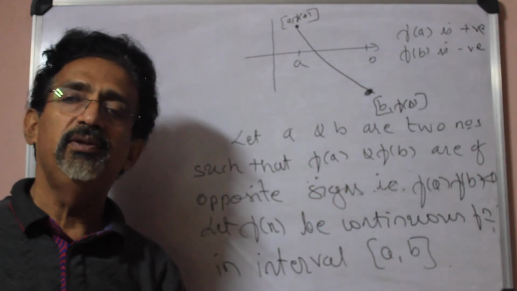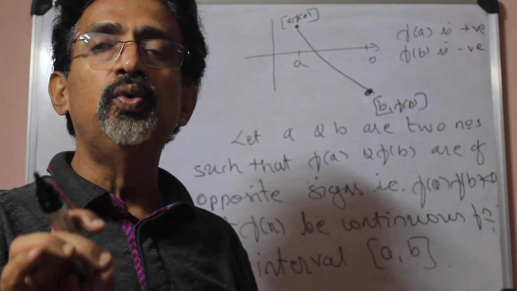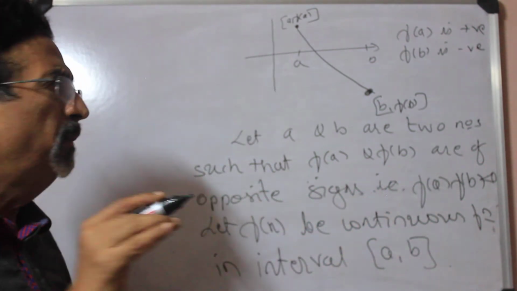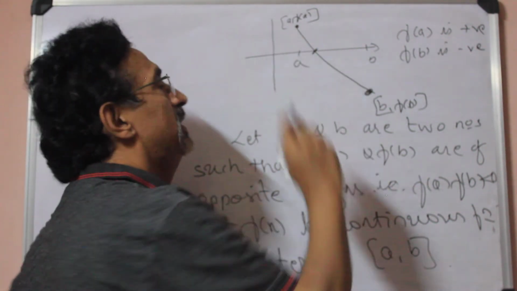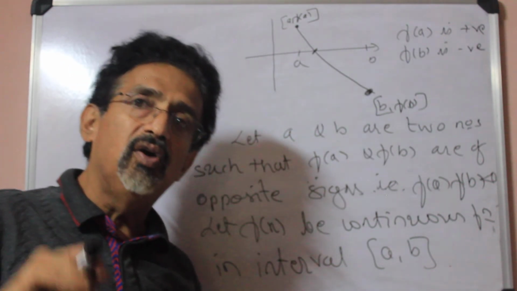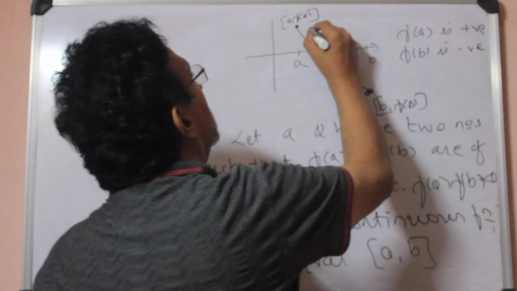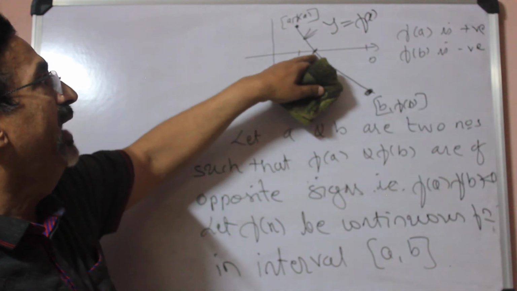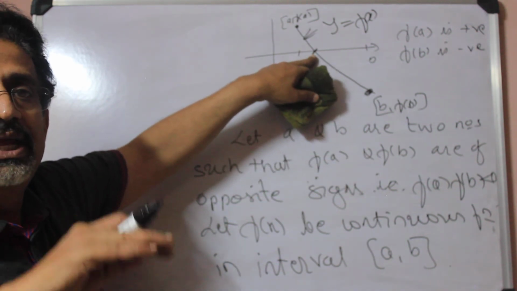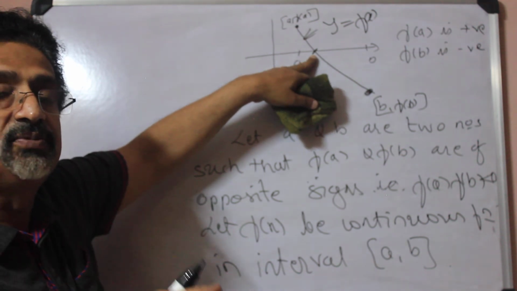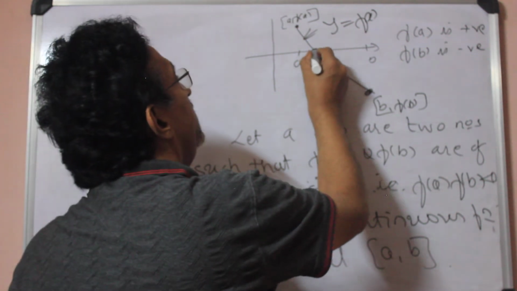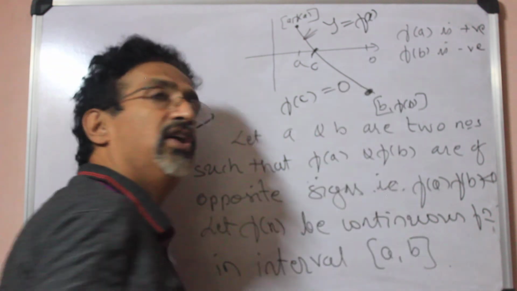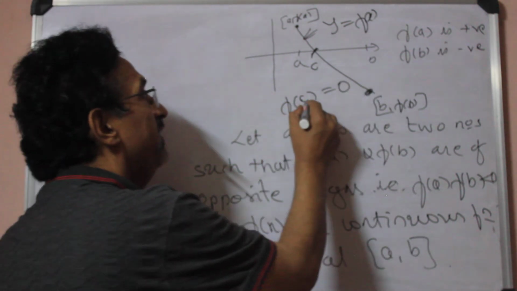Therefore, it should be possible for me to draw a smooth curve joining A f of A and B f of B. So somewhere it must cut the x-axis. This is the graph of the function y is equal to f of x. What is the value of y at this point? Definitely it passes through the x-axis, it cuts the x-axis, which means the y value is 0. If I call this point C, then f of C must be 0. That means C is my root.